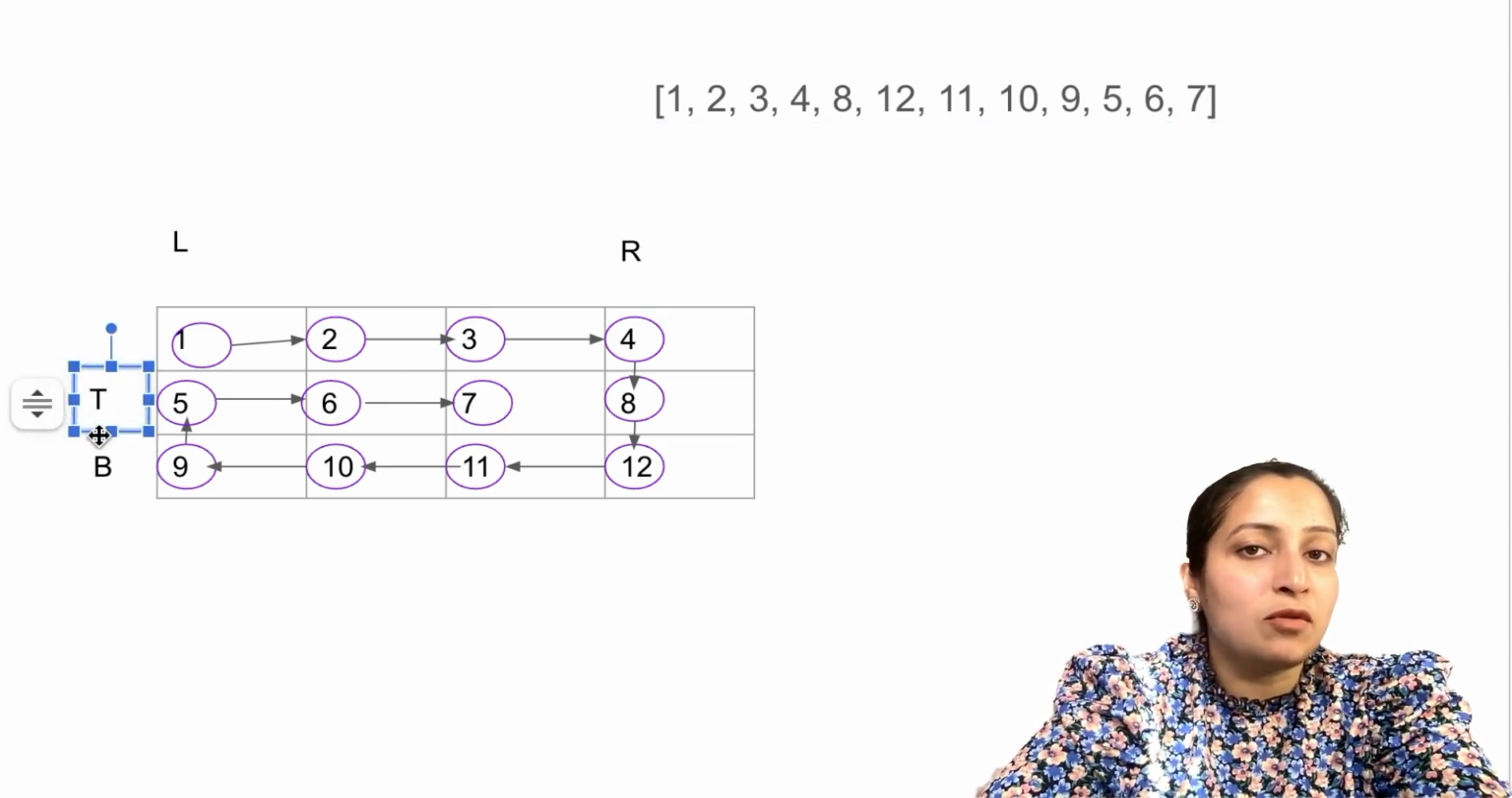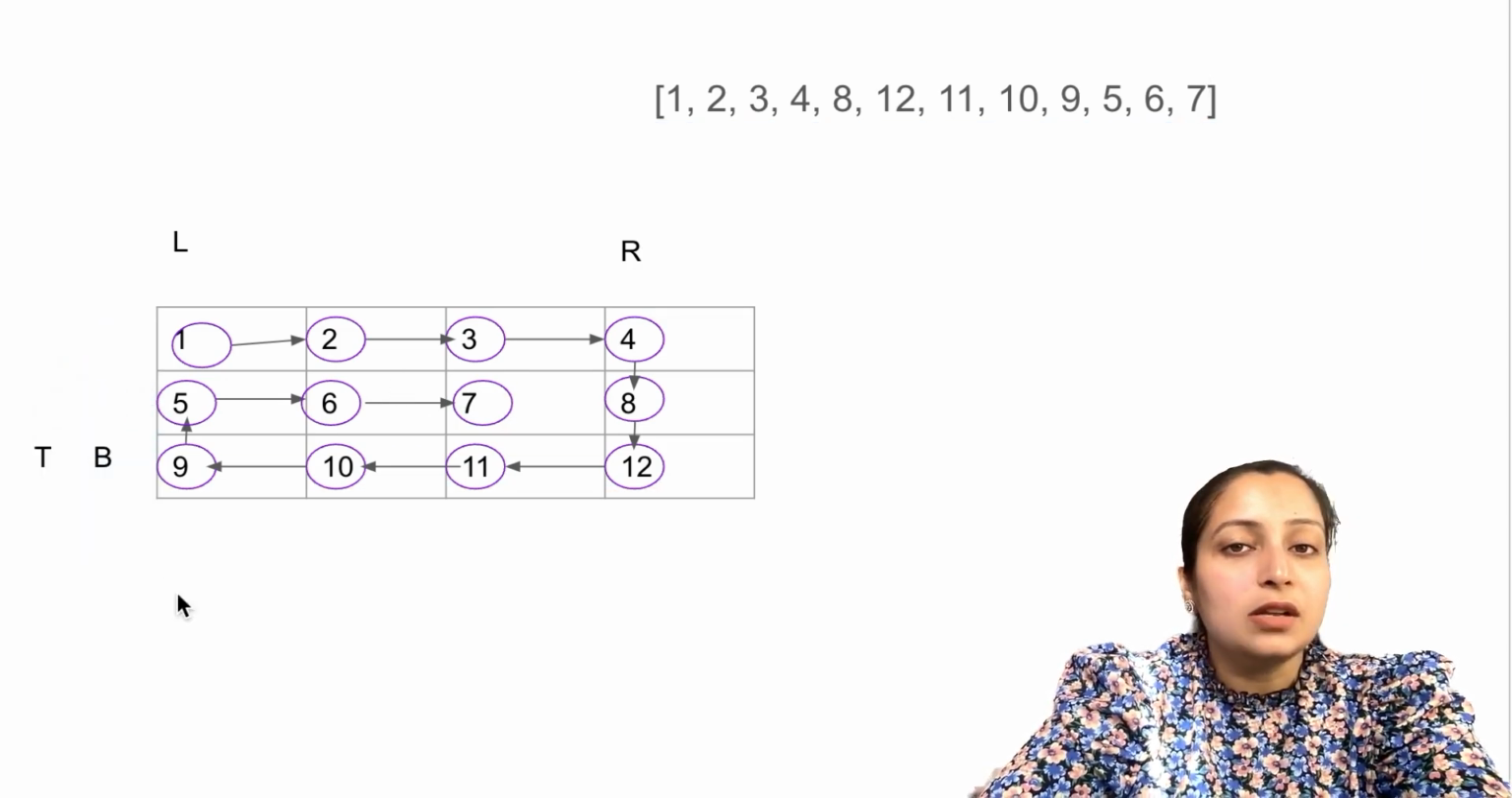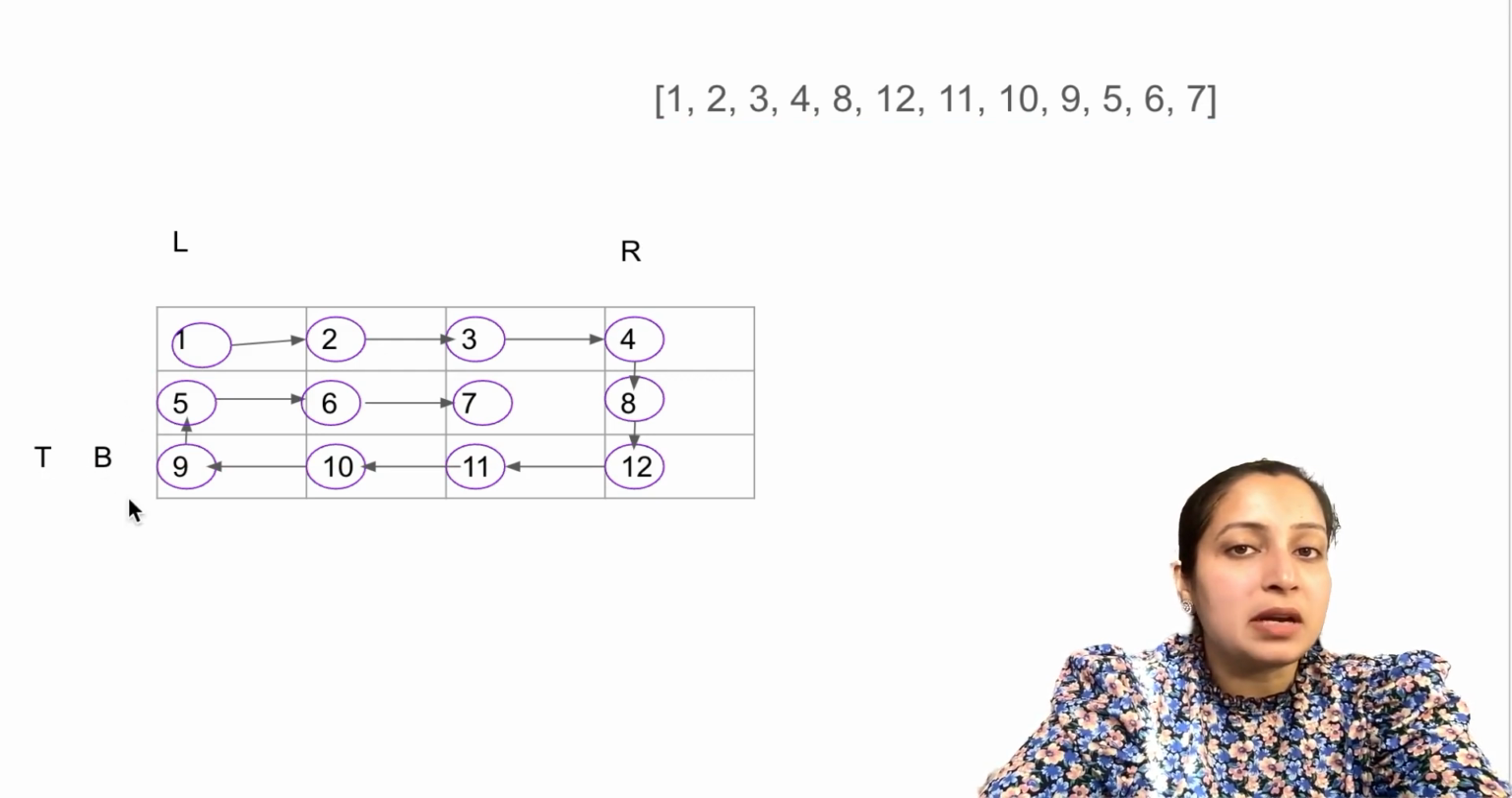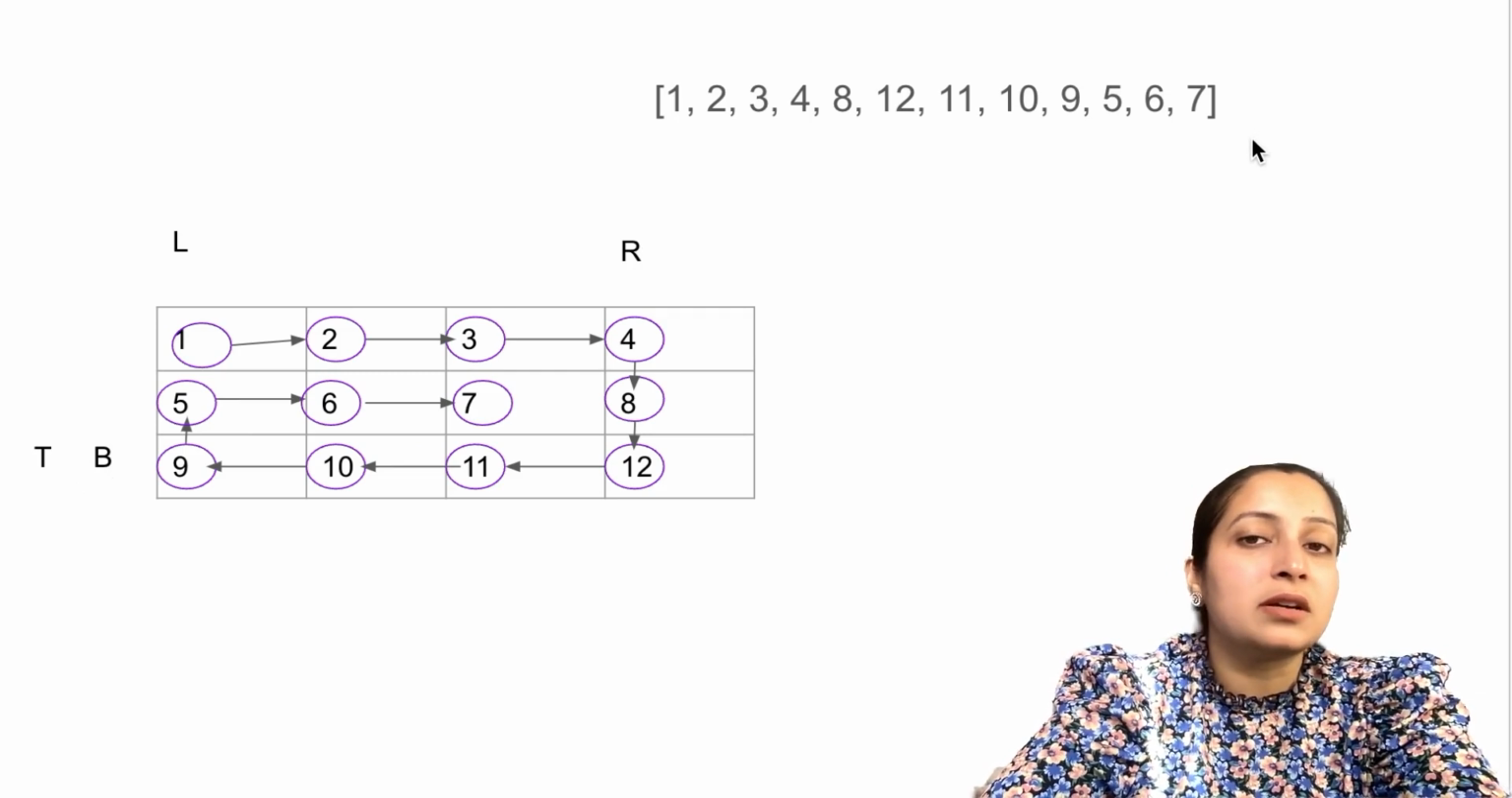So if I try moving the top to the next index, now my top index and bottom index are in the same cell. When this happens, either your left boundary is equal to the right boundary in the same cell, or it is crossing it, or your top boundary is crossing your bottom boundary. That is the time to stop. That means you have covered all the elements and your spiral order has been appended to the result. You can return the result.